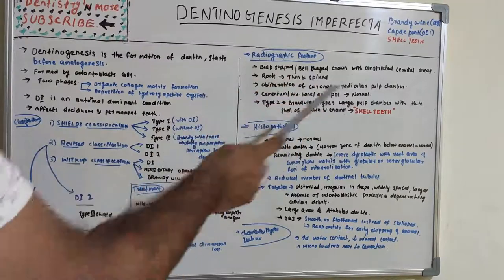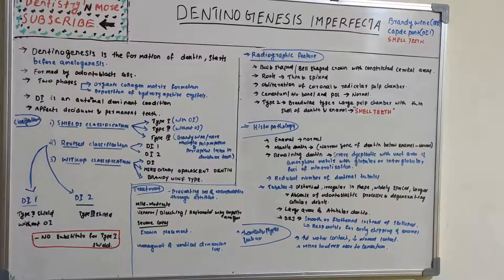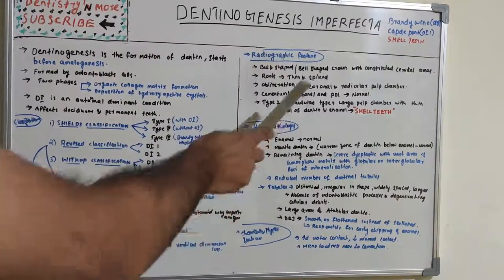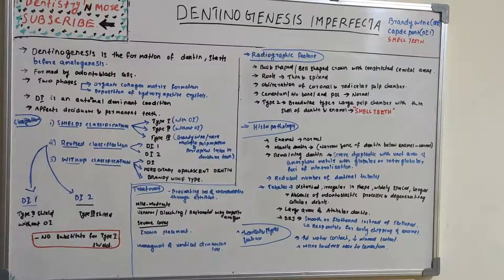Obliteration of coronal and radicular pulp chamber is a unique feature of dentinogenesis imperfecta. But the cementum, alveolar bone and periodontal ligament are perfectly normal. So the type 2, that is Shield type 3, Brandywine type, which has large pulp chamber with very thin enamel and dentine, will give a peculiar appearance known as shell teeth. So it is Shield type 3 and revised classification type 2. Shell teeth is a commonly asked question, a radiographic feature with large pulp chamber with thin shell of dentine and enamel.